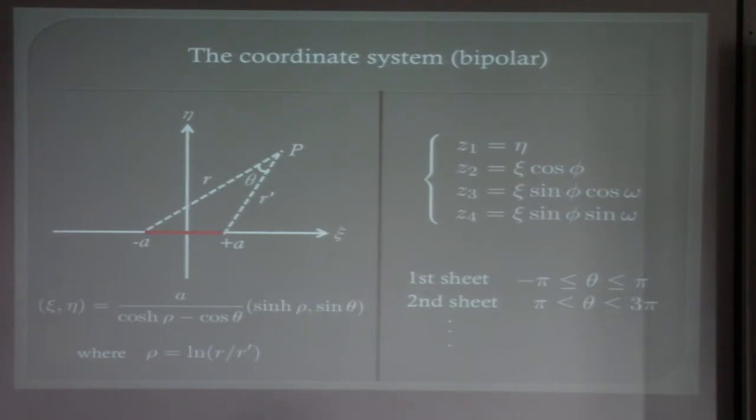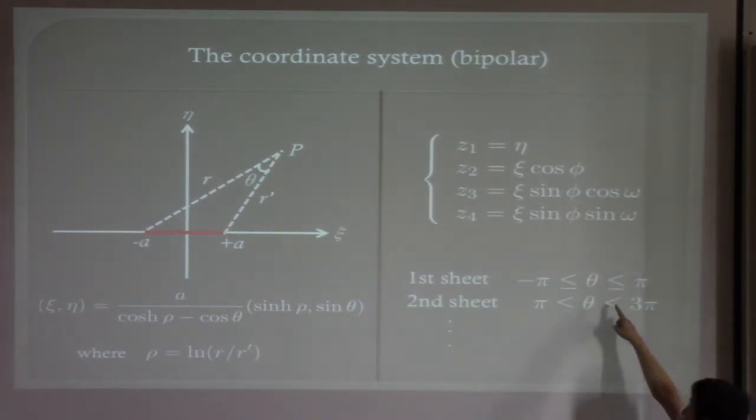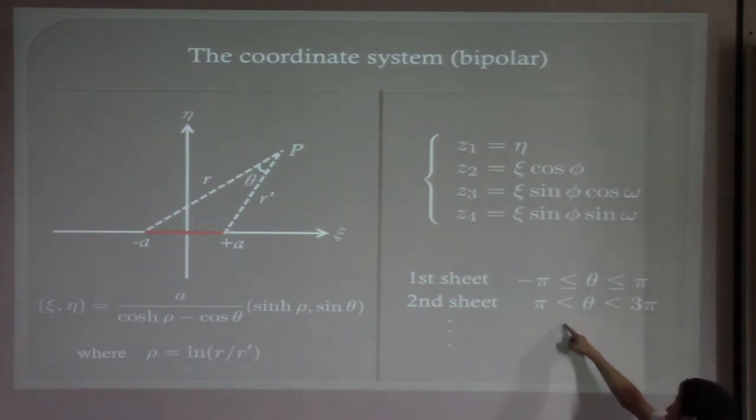And so there's a convenient coordinate system to describe this multi-sheeted space. You don't have to pay attention to details, but there's a coordinate theta which is important, which specifies on which sheet you are. So in this range of theta, you are on the first sheet, and in this range of theta, you are in the second sheet, etc. So that's how you get multi-sheet.